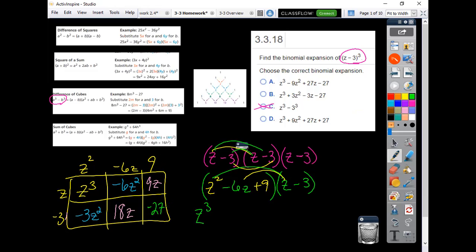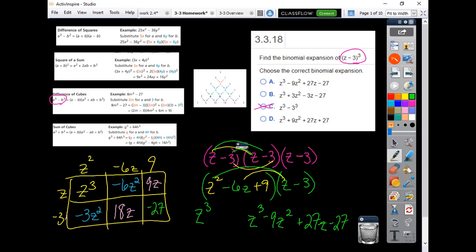So then if you combine your like terms here, the ones that are the same colors, we end up with our z cubed. The two blue ones would be negative 9z squared. The two pink ones, the 27z, and then that minus 27 sitting on the end, from the negative 3 times negative 3 times negative 3.